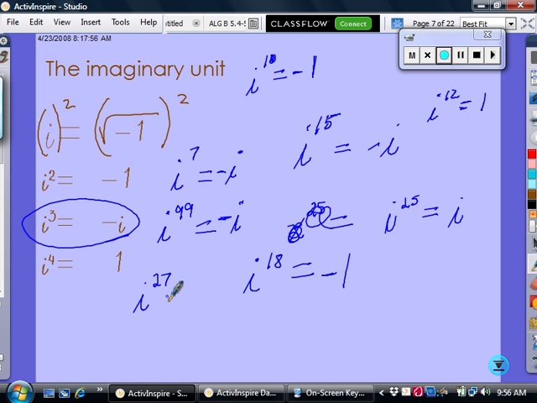Out of the 27th. Here's 24, right? 25, 26, 27. Or you can say, oh, okay, well, 28 is real close to that, so what's one less than that? So it is negative i. So it's just a pattern of 4, and you just have to think about that.